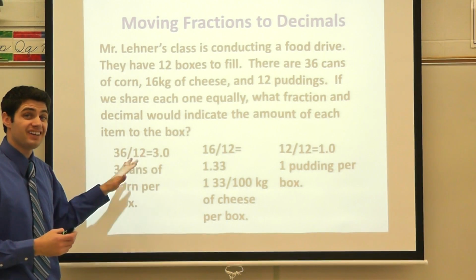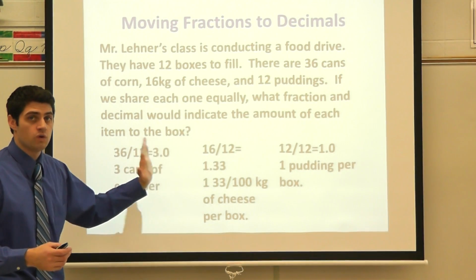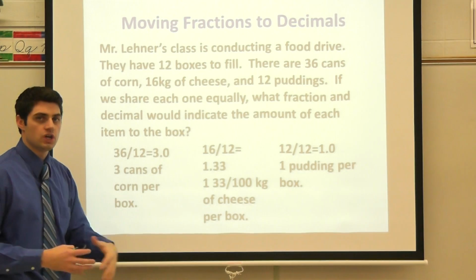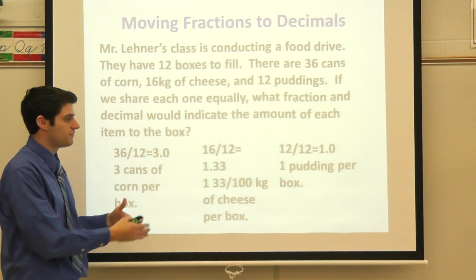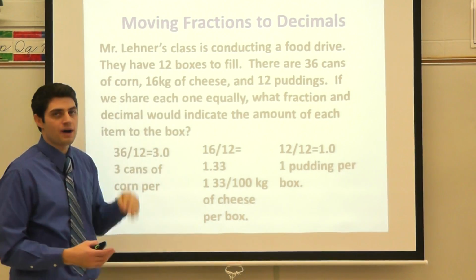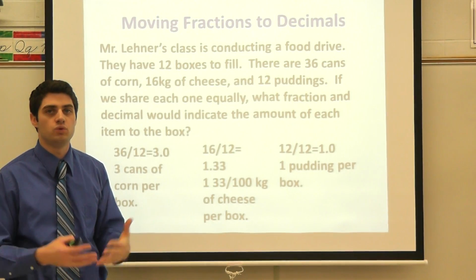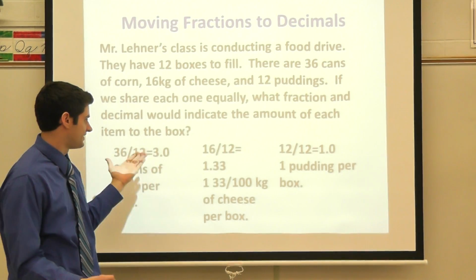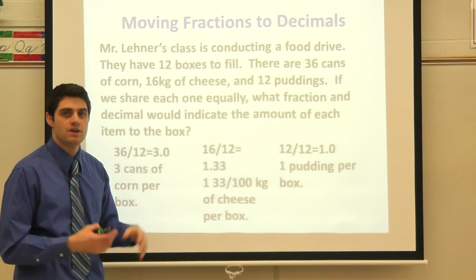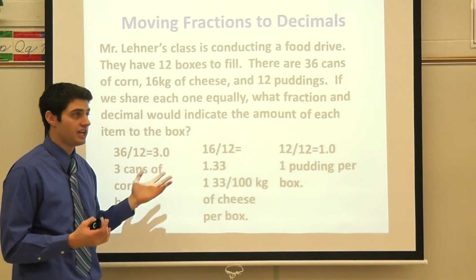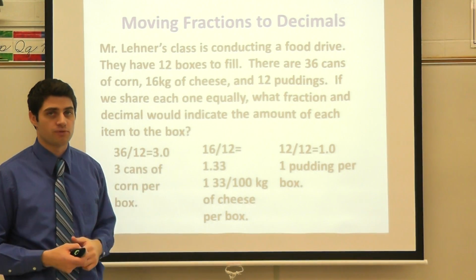You're right. Each item that I had was divided by the same number. So I took the total of each item and I divided it by my 12 boxes, because that's what we were putting the food into. So every single time I divided by the same number of boxes. I didn't change what I was dividing by each time through.